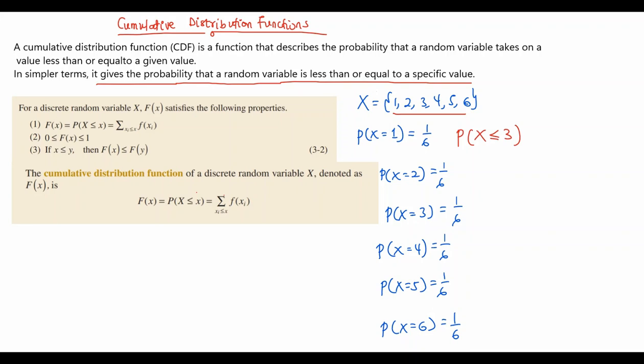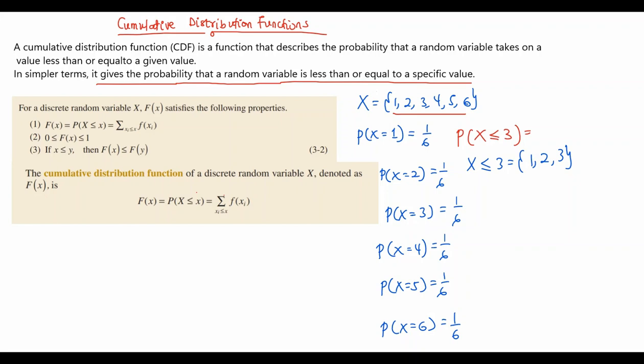It gives us the probability that a random variable is less than or equal to a specific value. So we are finding the probability that the random variable x is less than or equal to 3. If you're asked to do this, you just have to add the probabilities of all the random variables that are less than or equal to 3. The x values less than or equal to 3 are 1, 2, and then 3 itself. So you're going to add the probabilities of all these 3 values.